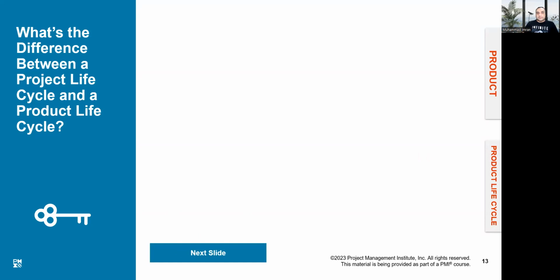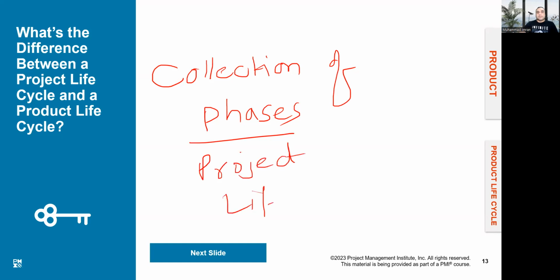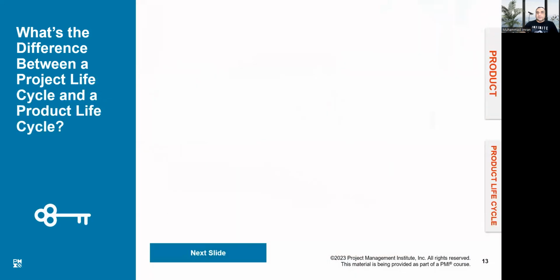Project life cycle is the collection of phases you need to complete the project. The number of phases you need to complete the project is called the project life cycle. So the total number of phases you will have will be called the project life cycle. Not all projects will have the same number of phases, right?